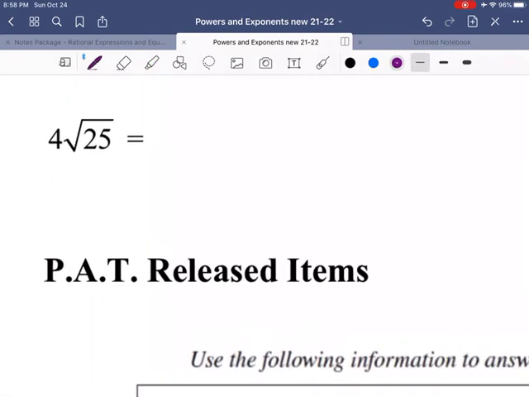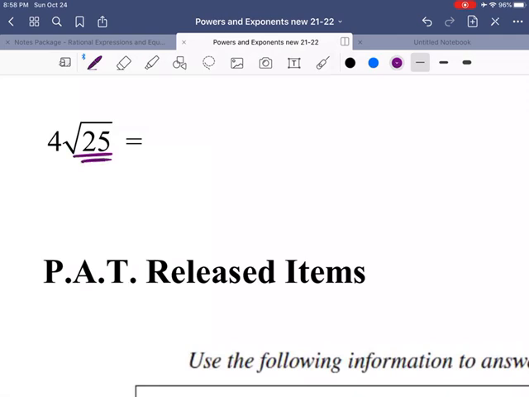If there's a number and a root multiplied, evaluate the root. So we end up with 4, and the square root of 25 is 5. Well, what's 4 times 5? 20. So our answer is 20.